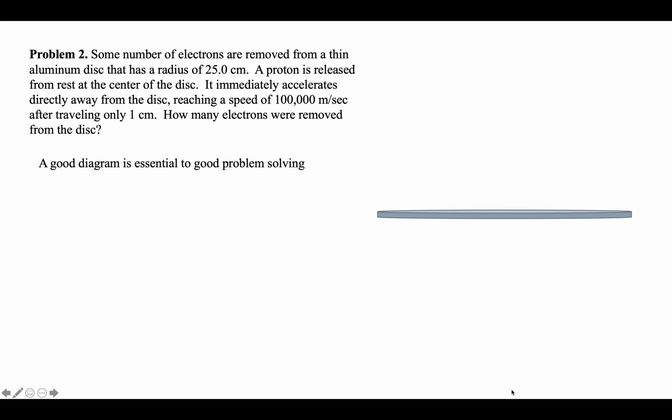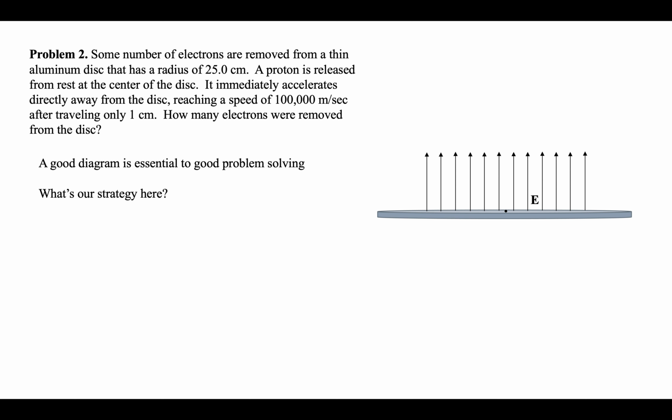Here's the disk. There's the proton right here. Not to scale, of course. We suck electrons off the disk. We release the proton. It goes from 0 to 100,000 meters per second in 1 centimeter. There's the field lines pushing the proton away.